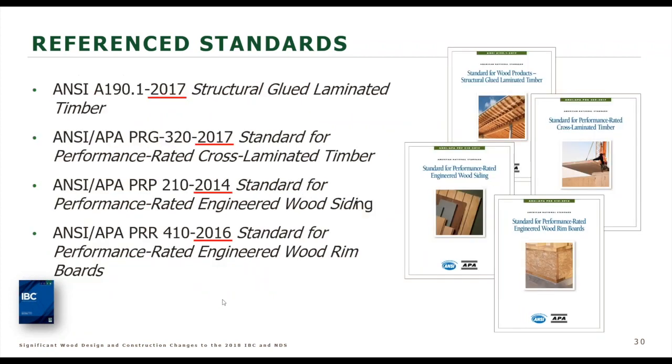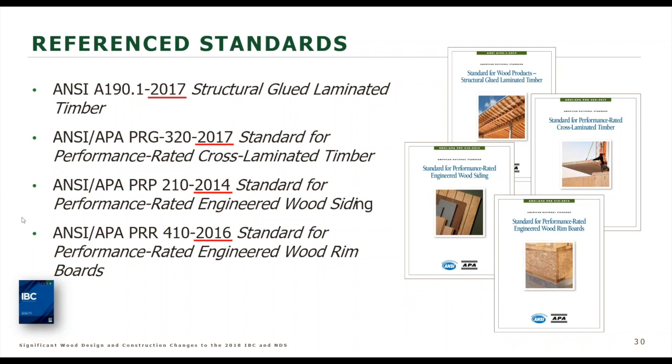Now our manufacturing standards for manufacturing performance rated engineered wood siding, cross-laminated timber, structural glue laminated timber, and engineered wood rim board. All of these have been updated. One thing to point out is, yes, we have cross-laminated timber, and cross-laminated timber was actually first adopted into the code in the 2015 IBC.